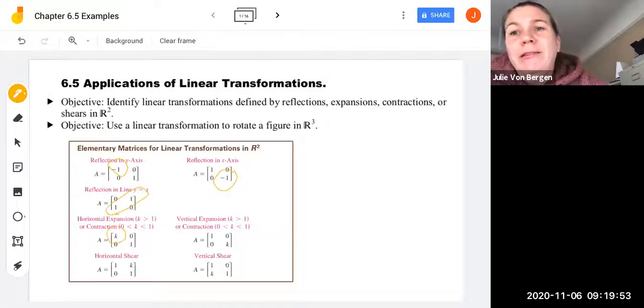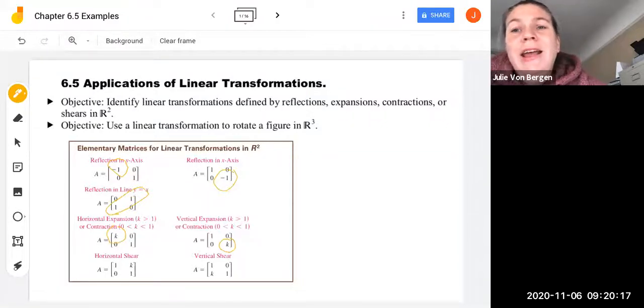And then if you want to expand vertically, you put a constant in row 2, column 2 of our matrix here. And so again, a constant greater than 1 is going to be vertical expansion, and a constant between 0 and 1 is going to shrink or contract our geometric object or whatever we're working with.